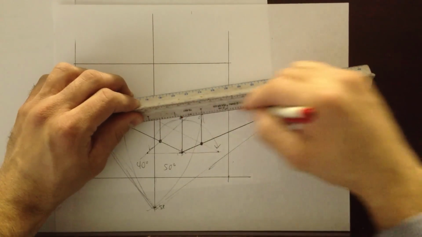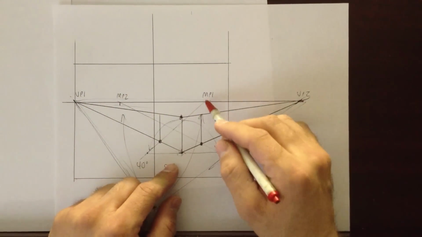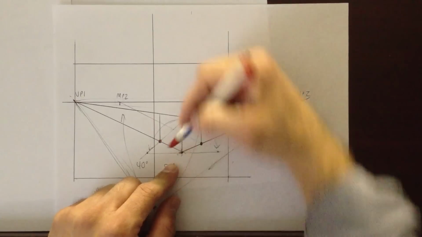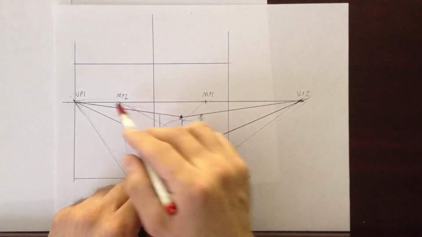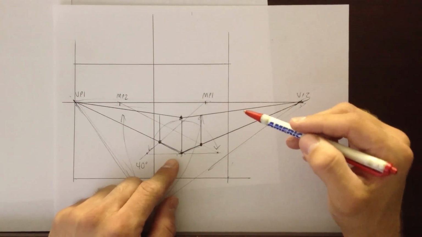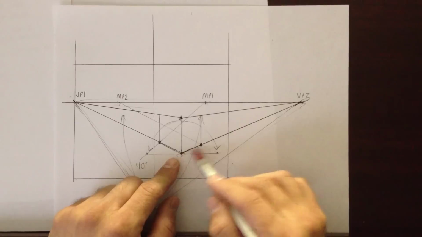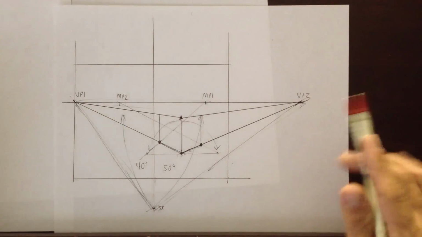So the really important thing to remember, and the thing where most people screw up, is just to remember that no lines, no actual edges of your cube are going to go to measuring points 1 or 2. They go always to the vanishing points. You're just using measuring points to find the depth. Okay, but you don't want to actually use these as edges for your cube.